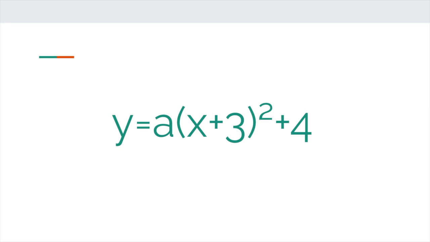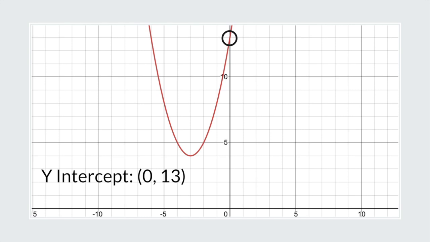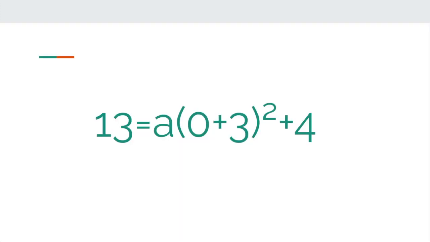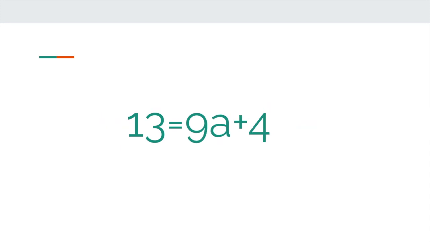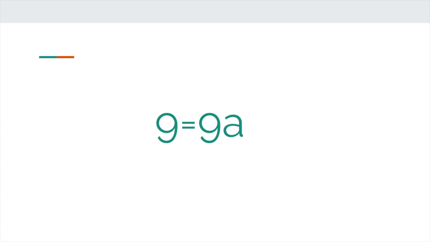However, we do have our y-intercept present, as a parabola will always have either an x or y-intercept, and there will never be a situation where a parabola never has either. Knowing this, we can look at the coordinates of our y-intercept, which is 0, 13. Plugging this into our current equation gives us 13 is equal to a multiplied by 0 plus 3 squared plus 4, which is 13 is equal to 9a plus 4. Subtract 4 from both sides to get 9a is equal to 9, meaning that our a value is 1.